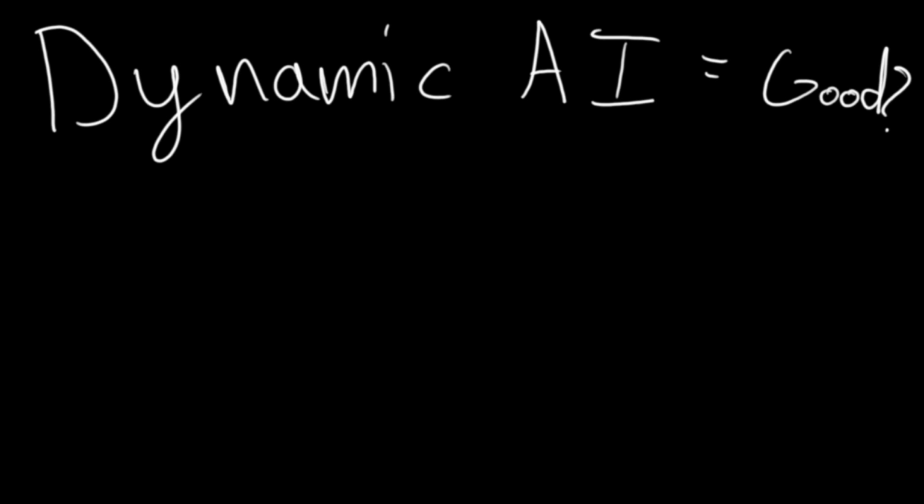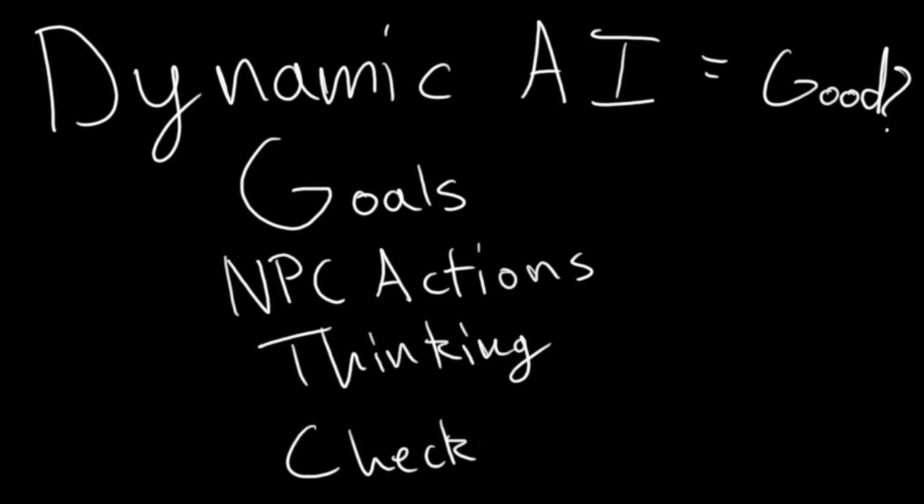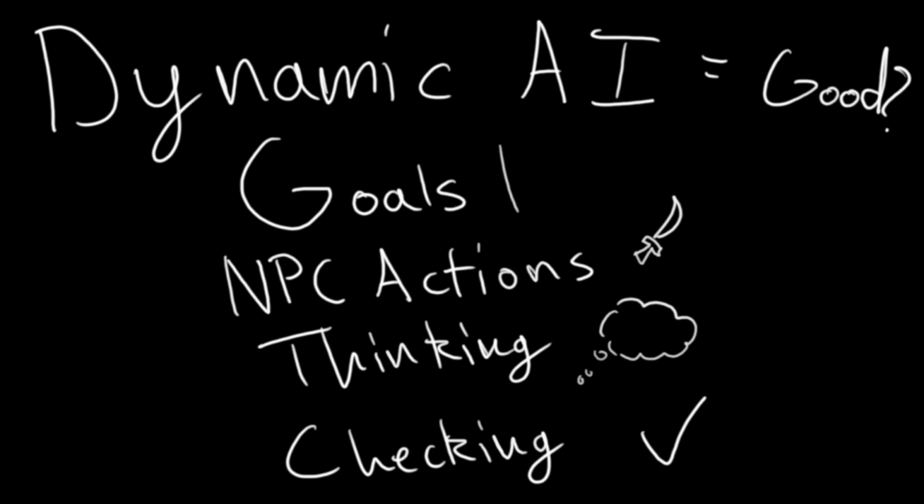Next, I want to talk about making the AI dynamic. There are several parts of the AI system that contribute to this, and I'll talk about each of them briefly. There's goals, NPC actions, needs, thinking, and checking.